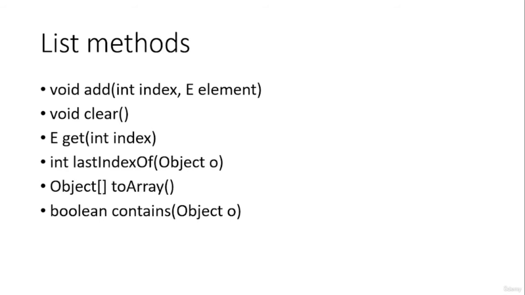The first method is add, with a particular index and a value for that index. It will add the value at the particular index. The next method is the clear method. The clear method will clear all the elements from the list. And the next is the get method. The get method will return whatever value is present at the particular index.